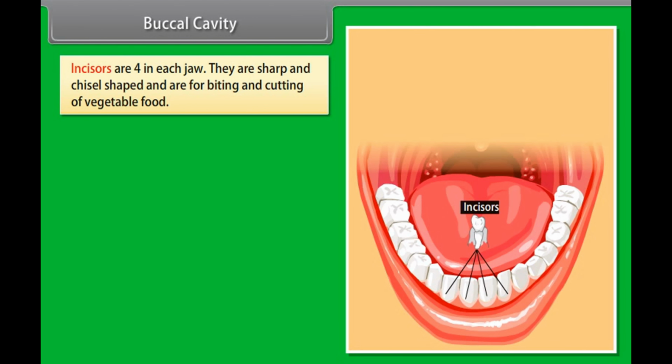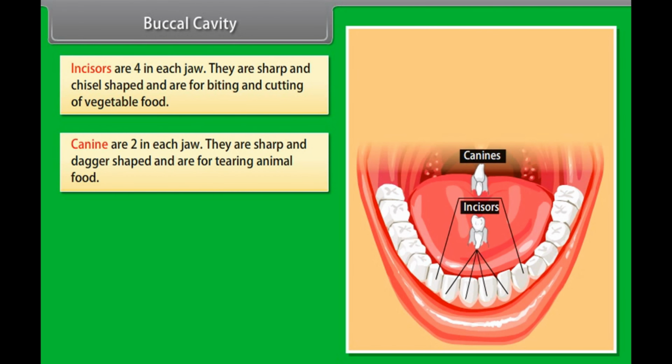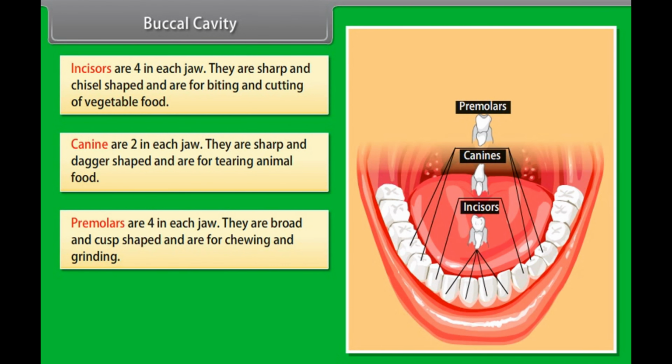Incisors are 4 in each jaw. They are sharp and chisel-shaped and are for biting and cutting of vegetable food. Canine are 2 in each jaw. They are sharp and dagger-shaped and are for tearing animal food. Premolars are 4 in each jaw. They are broad and cusp-shaped and are for chewing and grinding.